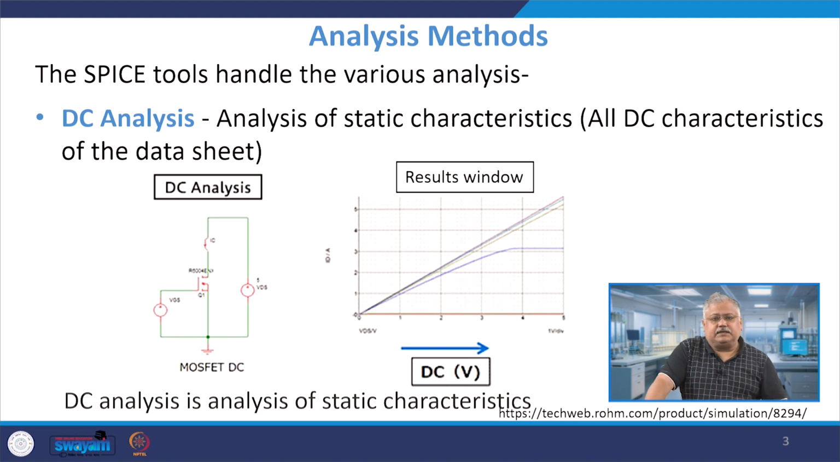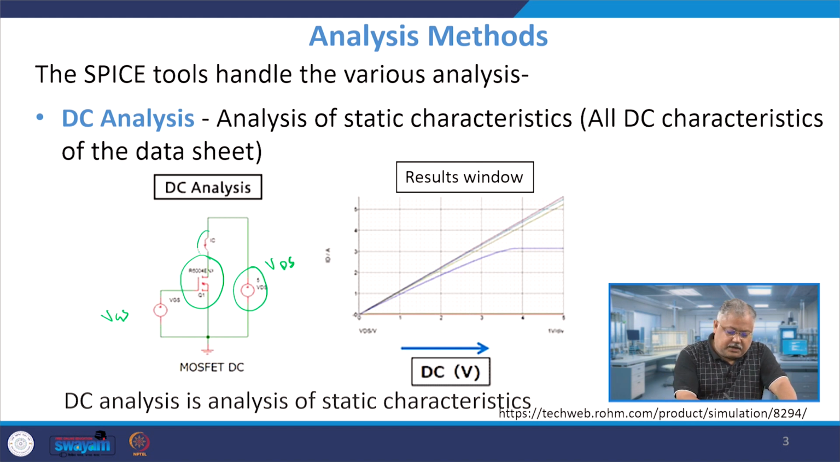Analysis is a DC analysis, where we use all DC characteristics. Let us look at these DC MOSFET characteristics. I have this MOSFET here, given by some value, and I have this DC bias. This is the VDS, or drain to source voltage, and this is VGS, gate to source voltage, and I have, let us say, a current meter where I am measuring the current, right. Now, what I do is I go on shifting the value of VDS from 0 to 0.5 to 1 to 1.5.